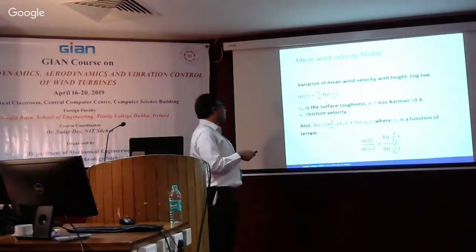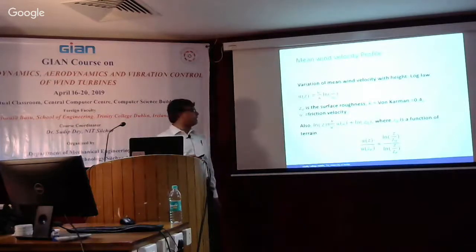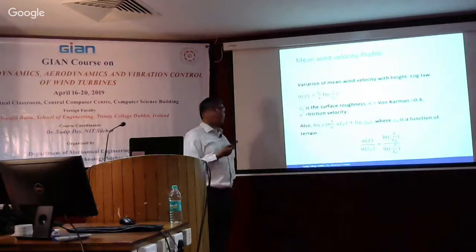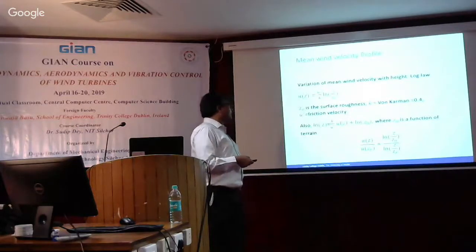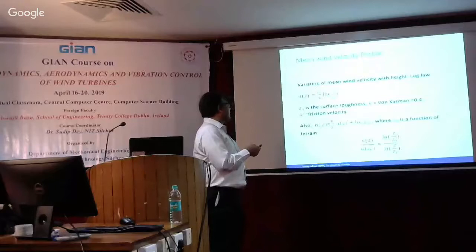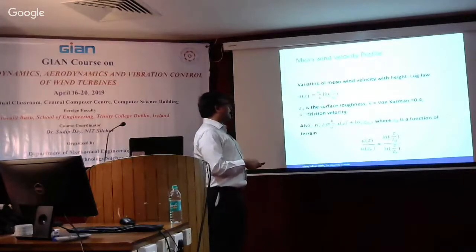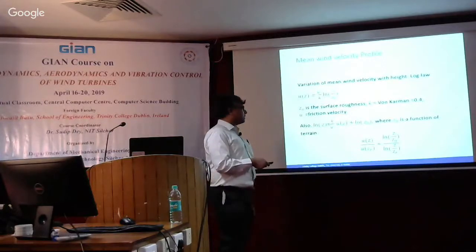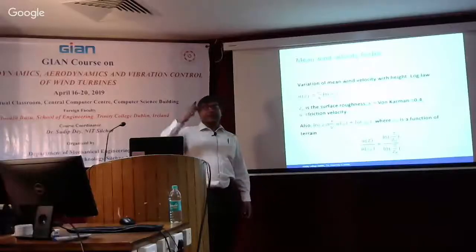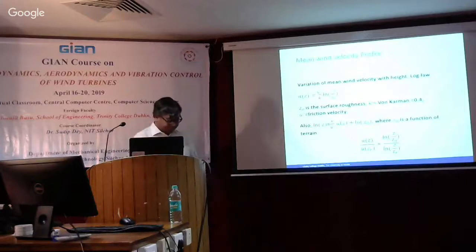We can write this in a slightly different form where we can eliminate the factor u star and k because they're two universal constants. We may not know exactly what the friction velocity might be, but what we could do is, if we have measurements at two different locations, say, for example, this is surface roughness z0, a function of terrain, and if we know what the velocity is, there is actually a way to find out what the velocity profile might be.